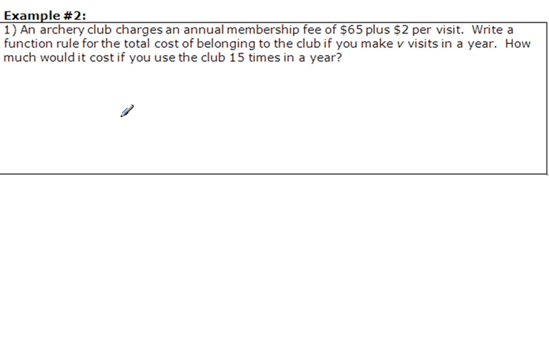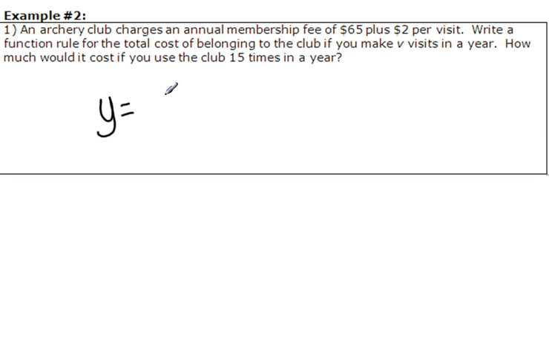So let's look at the last example. It says an archery club charges an annual membership fee of $65 plus $2 per visit. Write a function rule for the total cost of belonging to the club if you make V visits in a year. How much would it cost if you use the club 15 times in a year? So this one, it has 2 parts. The first thing, we need to write a function rule. We're looking at the total cost, so y equals, for belonging to the club. Well, no matter what, you get charged $65 for the membership.